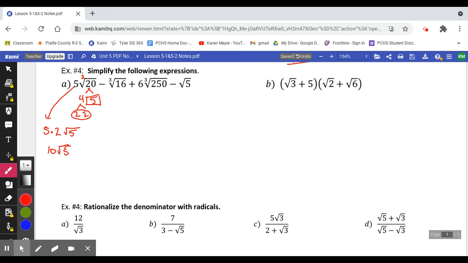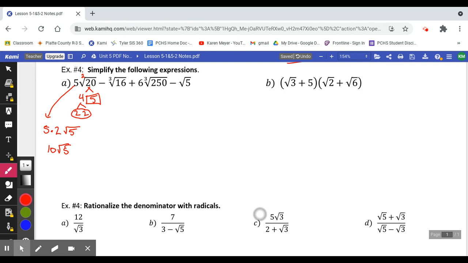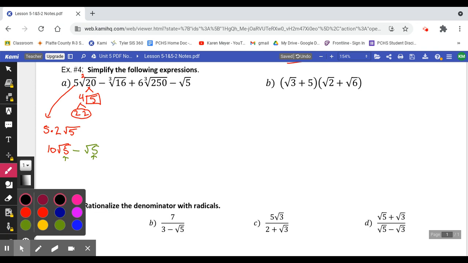And now you notice 10 square root of 5 and this minus square root of 5, they both now have the same number under the square root. So I can subtract them. And to subtract them, you're going to subtract their coefficients. So 10 minus 1 will give me 9 square root of 5.